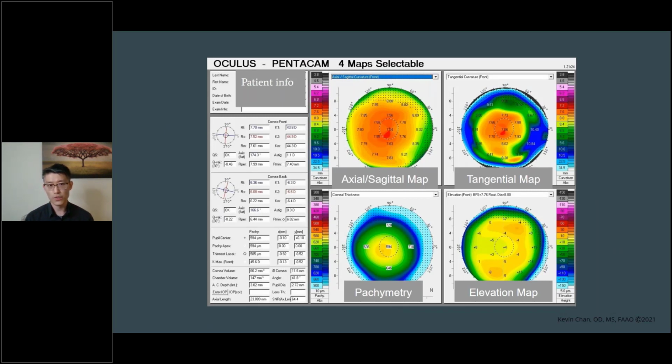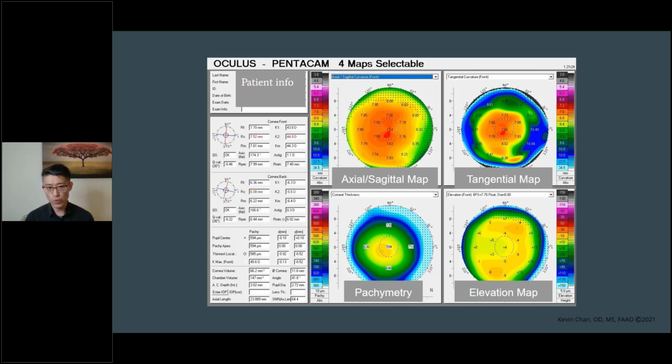Here, you're able to make some changes and tailor how you want to analyze the data. For example, this snapshot represents the 4-map selectable, showing you the cornea from different perspectives, ranging from axial map, tangential map, pachymetry, as well as elevation map.